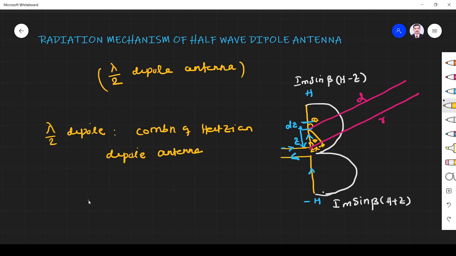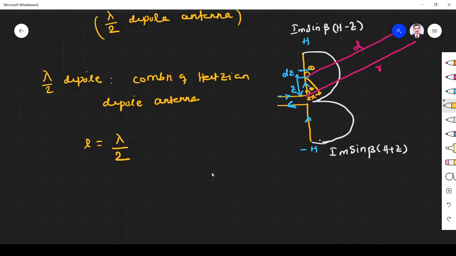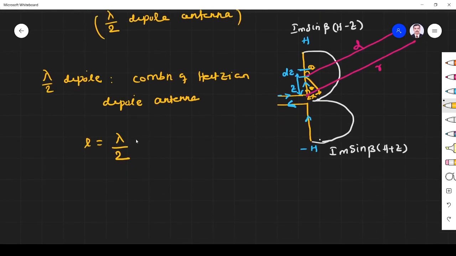What is half wave? Half wave indicates that the length L is equal to lambda by 2. So the length of the antenna is lambda by 2, half a wavelength, and that is what half wave means.